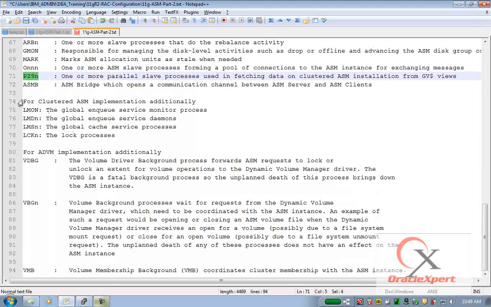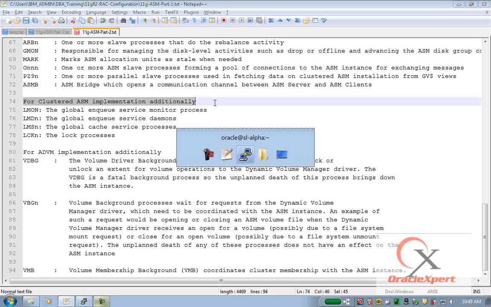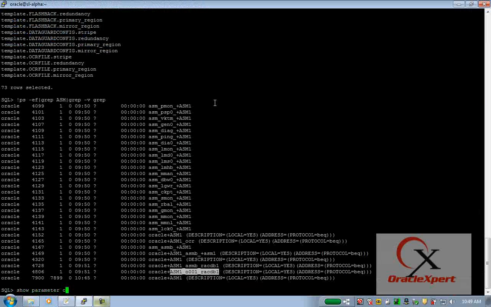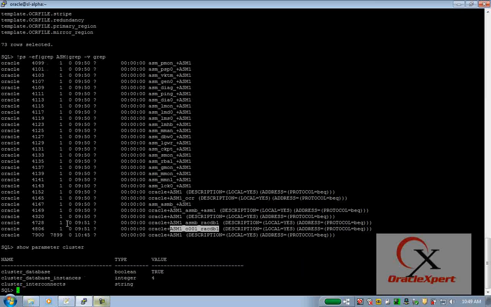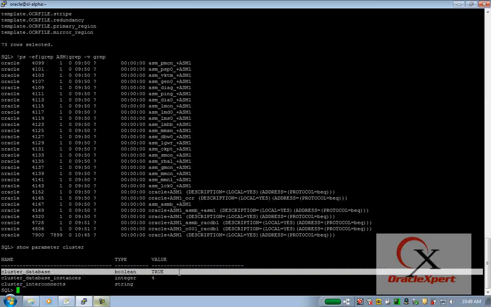Apart from this, you might go for clustered ASM implementation. A clustered ASM implementation is when you have more than one ASM instances running on multiple machines but managing the same set of disk groups, is what we understand by clustered ASM implementation. You can see the cluster database parameter is set to true, which means in my case it's not a standalone ASM implementation, it's a clustered ASM implementation.